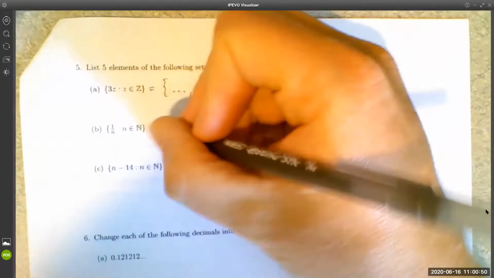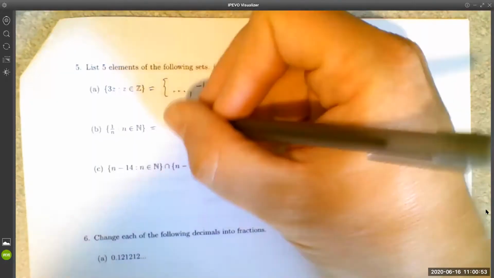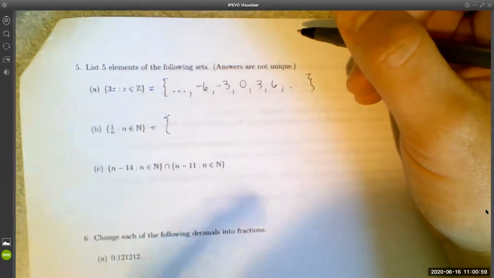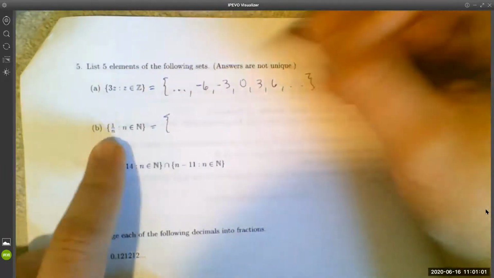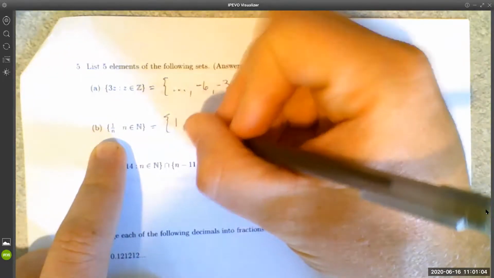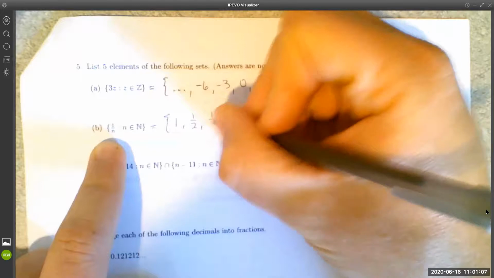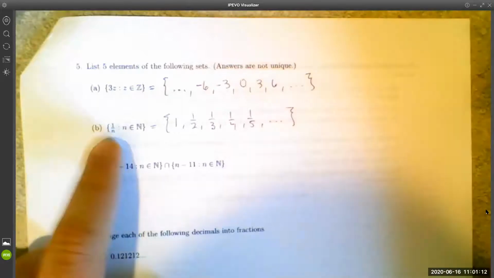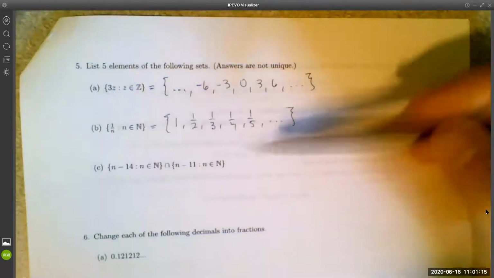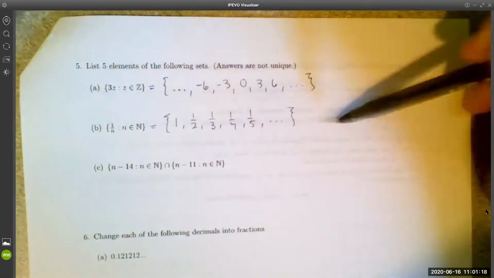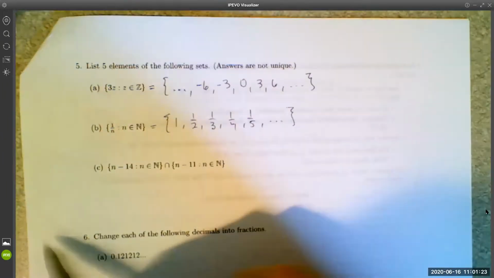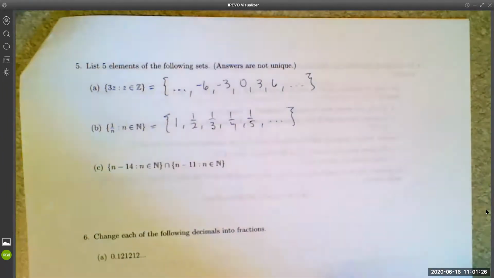Part B, 1 over n, where n is a natural number. Well, that one does have a definite starting point because the natural numbers start at 1, right? That's the smallest natural number. So if I start at 1, I get 1 over 1. If I plug in 2, I get 1/2, 3, 4, 5. That's going to keep going on and on forever. That's kind of an interesting set, actually, because notice that these numbers are getting smaller the further down the list we go. They're getting closer and closer to 0. An interesting question would be, is 0 in this set? The answer is no, of course, but it's still an interesting question to think about.